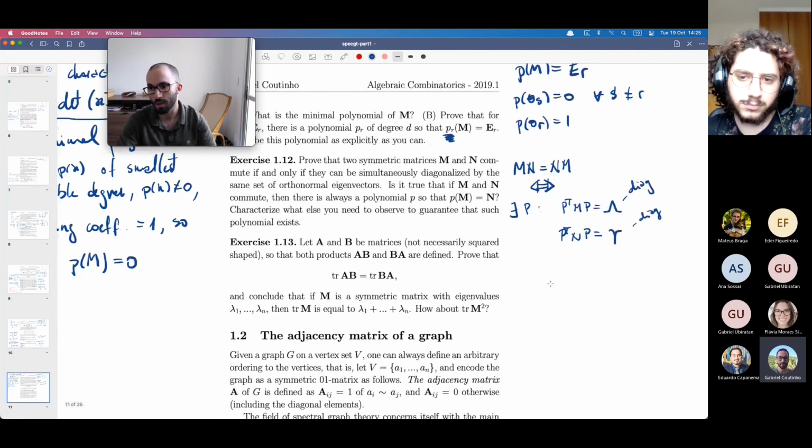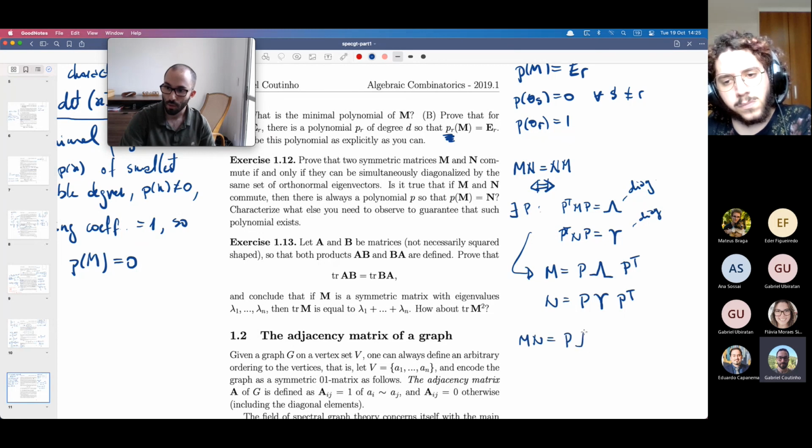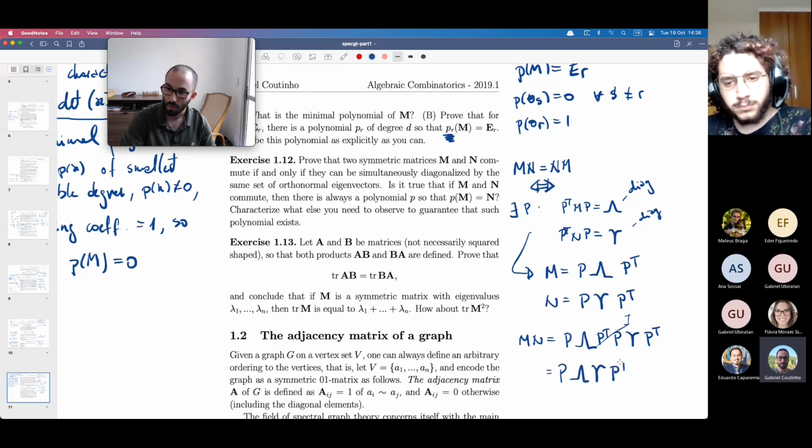The trivial side here is that, assume that this is the case, so M is equal to P lambda P transpose, N is equal to P gamma P transpose, and therefore MN is equal to P lambda P transpose, P gamma P transpose. But P transpose is the inverse of P because these are orthonormal eigenvectors. So this is the identity matrix, and the result is P lambda gamma P transpose.